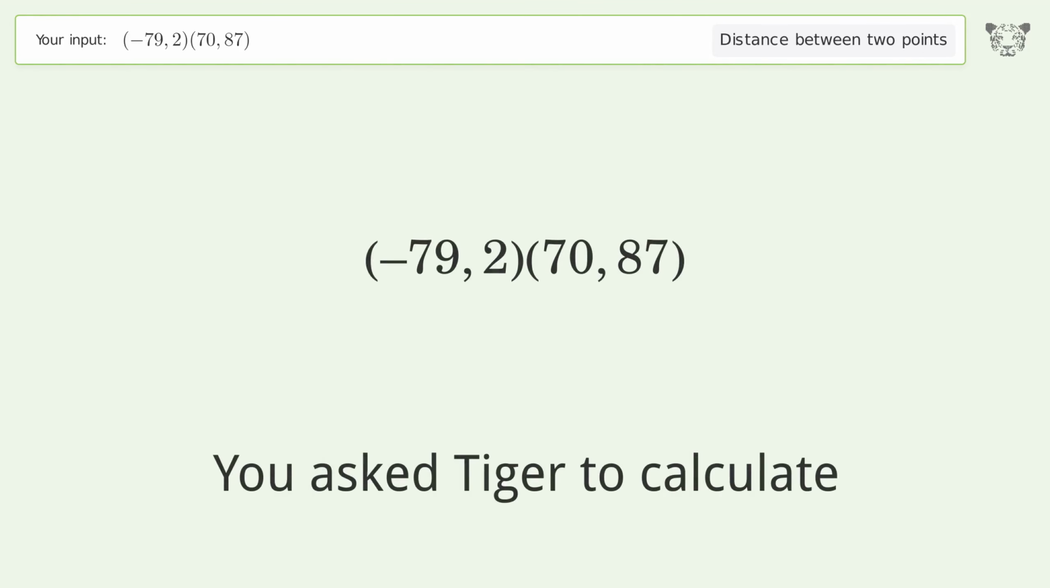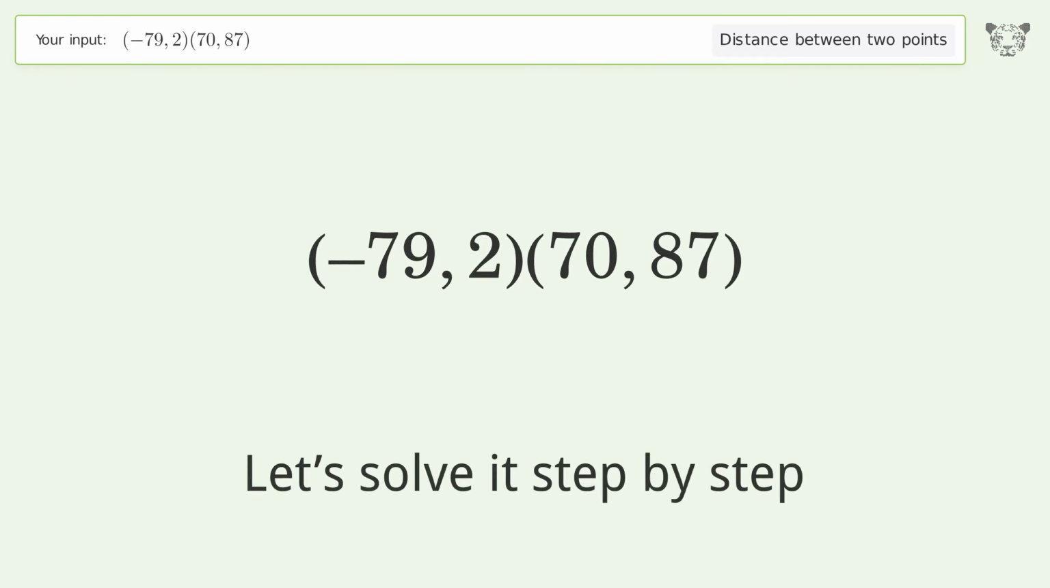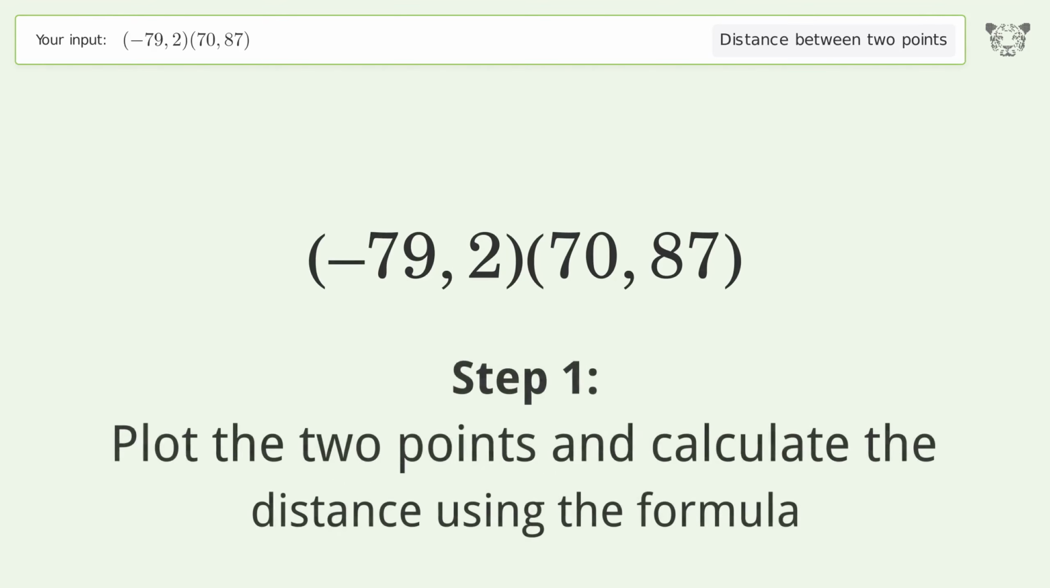You ask Tiger to calculate. This deals with the distance between 2 points. The distance between the 2 points is the square root of 29,426, or 171.54. Let's solve it step by step. Plot the 2 points and calculate the distance using the formula.